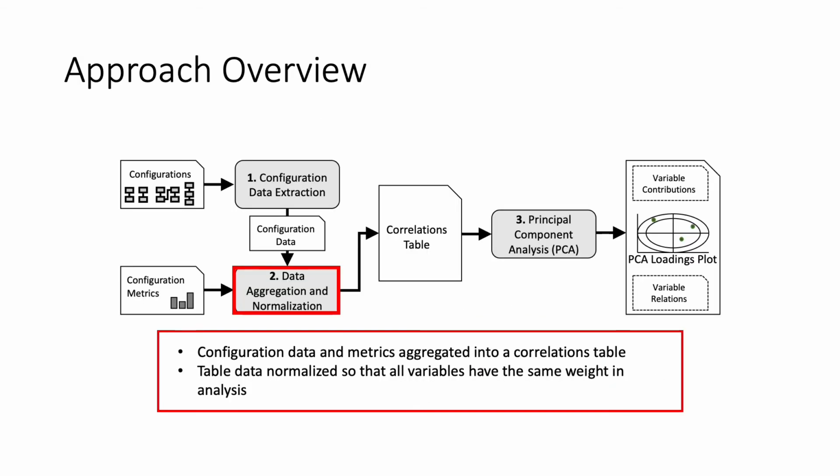In the second stage of the approach, the configuration data produced earlier and the configuration metrics provided as input to the process are aggregated into a single correlations table. Table data is also normalized so that all variables have the same weight in subsequent analysis steps.